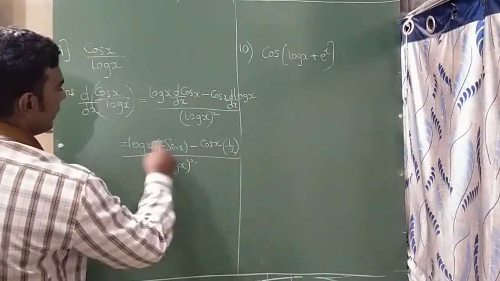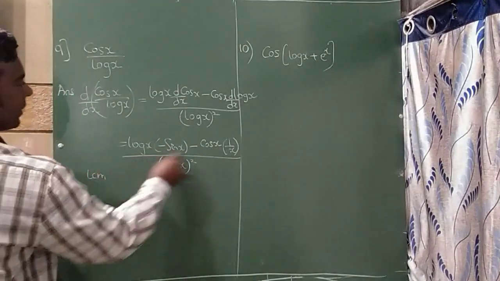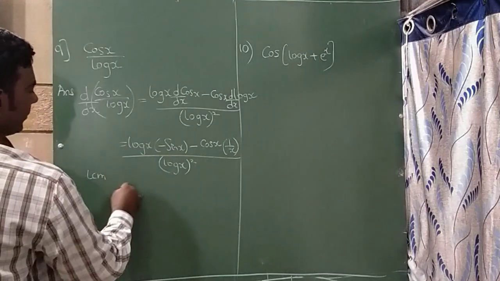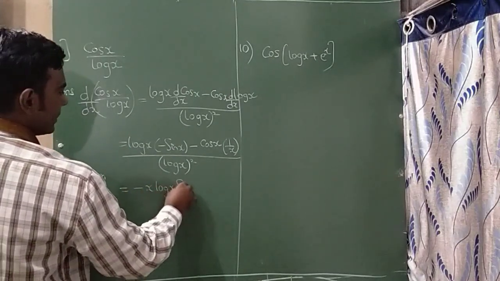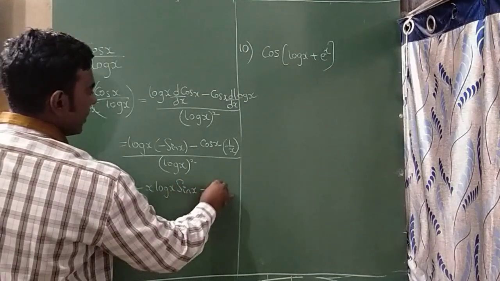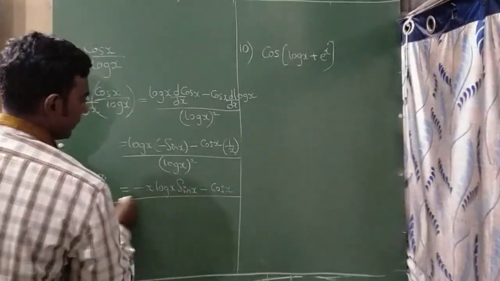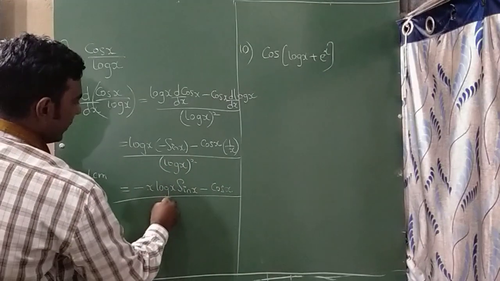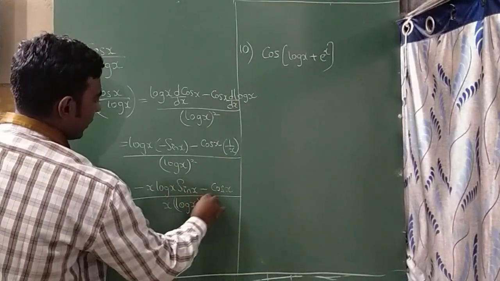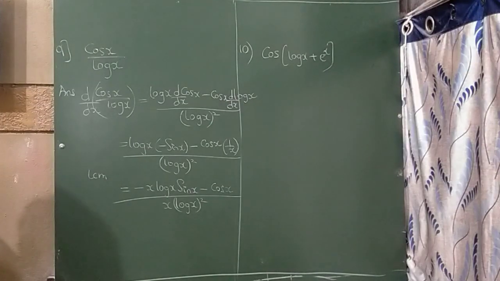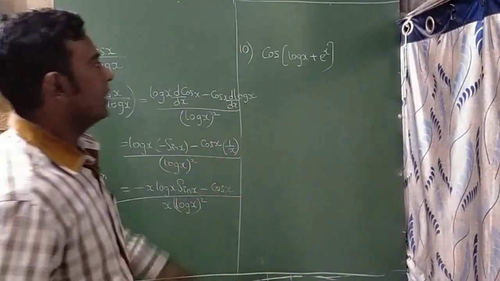So take an LCM here. This you can write here, that is minus x log x sin x minus cos x, whole divided by, this will come in the denominator part, that is log x whole square.